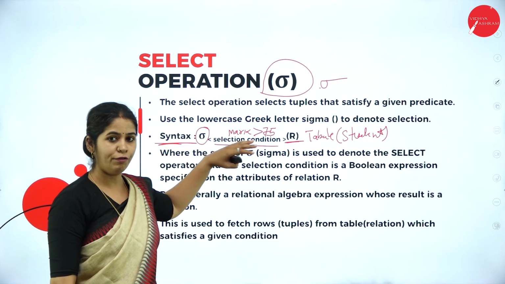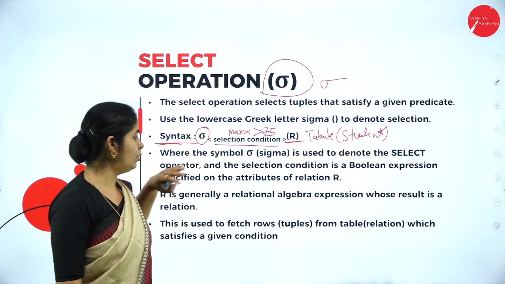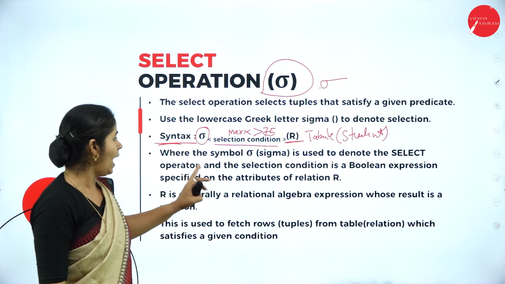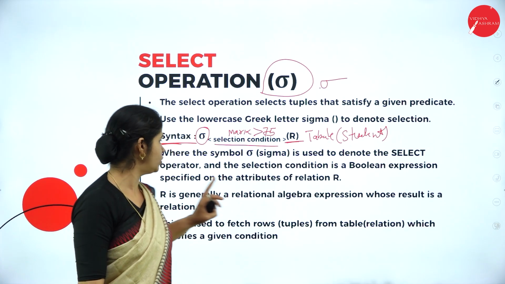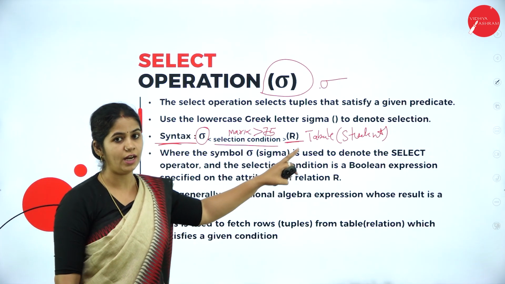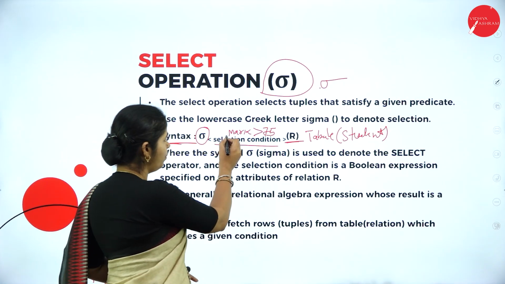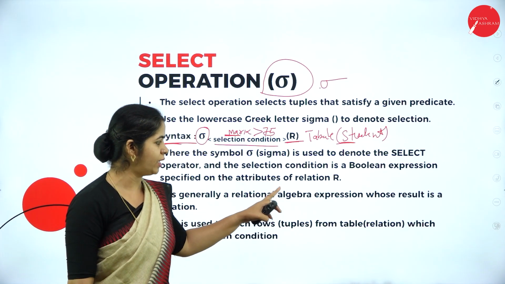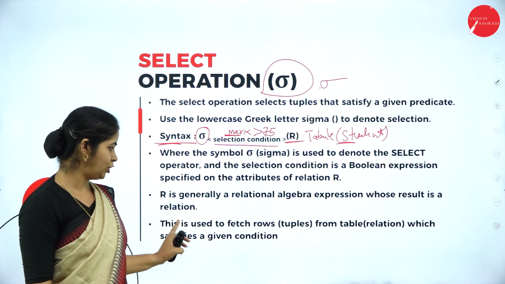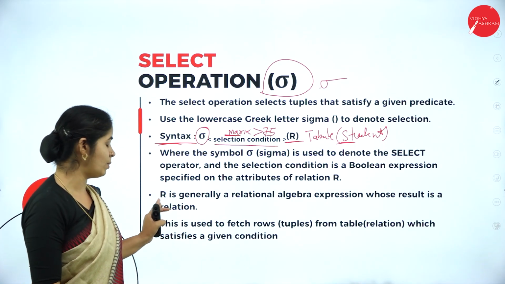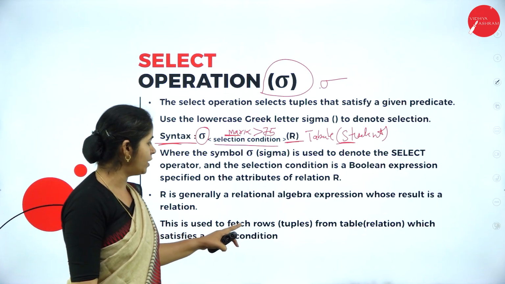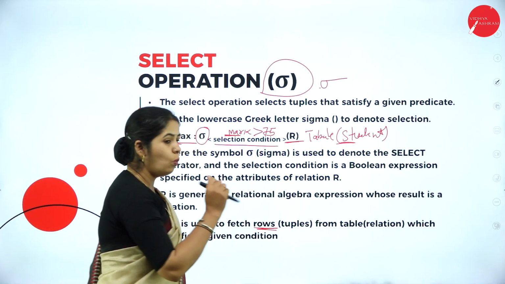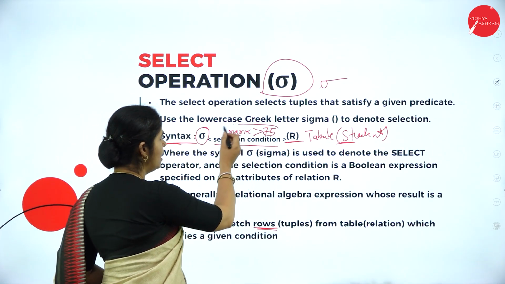Okay, this is the definition and syntax for the selection operation, where the symbol sigma is used to denote the select operation, and the selection condition is a Boolean expression specified on the attributes of the relation R. Attributes of the relation means the attribute here is marks, and the relation is student. R is generally a relational algebraic expression whose result is a relation, that is, one more table will be given. This is used to fetch the rows from the table which satisfy the given condition. We are fetching one complete row depending on this condition.